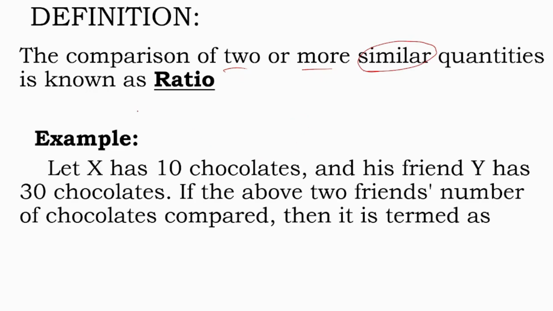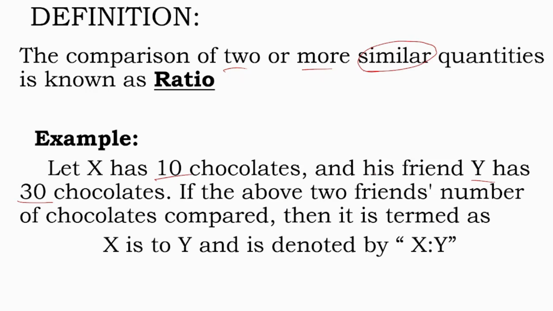Now we understand this definition with the help of an example. Let person X have 10 chocolates and his friend Y have 30 chocolates. If the above friends' numbers of chocolates are compared, then it is termed a ratio. And this comparison is called X is to Y and denoted by X is to Y.